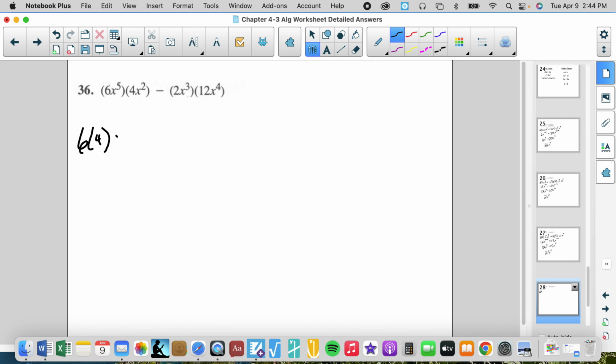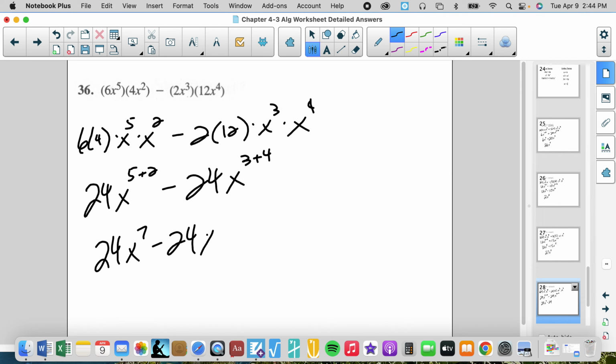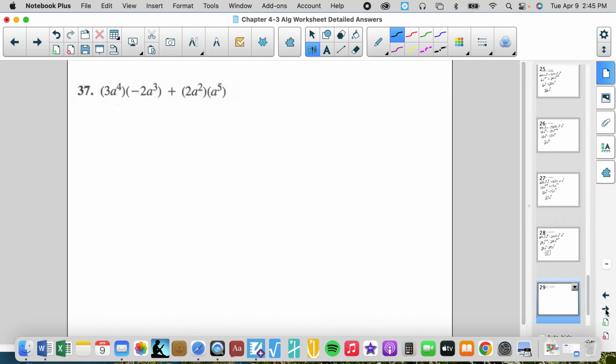6 times 4 times x to the fifth times x to the second, which is 24x to the 5 plus 2, or 24x to the seventh, minus 2 times 12 times x to the third times x to the fourth, which is negative 24x to the 3 plus 4, which is negative 24x to the seventh. That gives you 0. That's a good one, because a lot of students think that you get x to the seventh. That is not right. You combine their coefficients, you get 0. You have no x to the sevenths left.